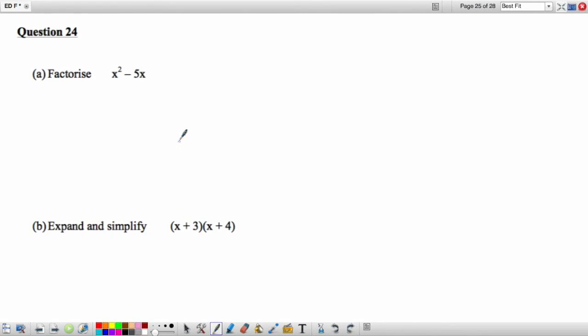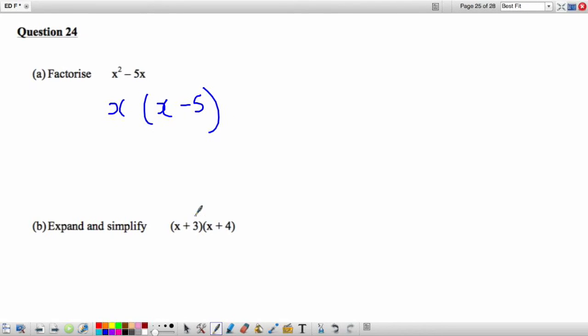Question 24. Factorize this expression. Both terms here have an x. So outside the bracket, x. Inside the bracket, what do we multiply x by to get to x squared? x. What do we multiply x by to get to negative 5x? It's negative 5. Close the brackets.